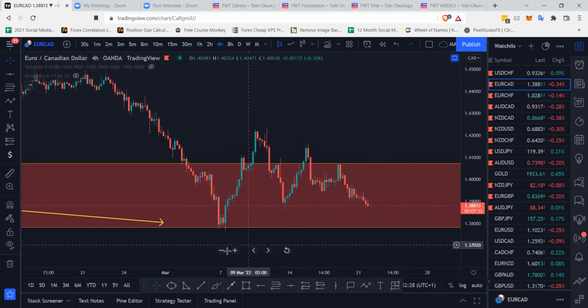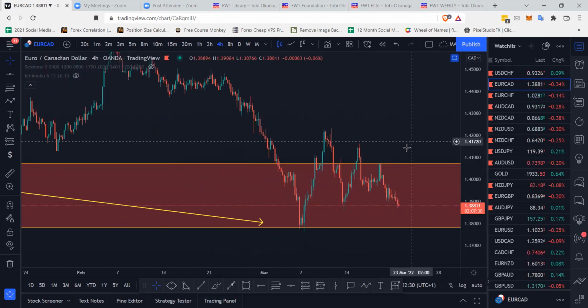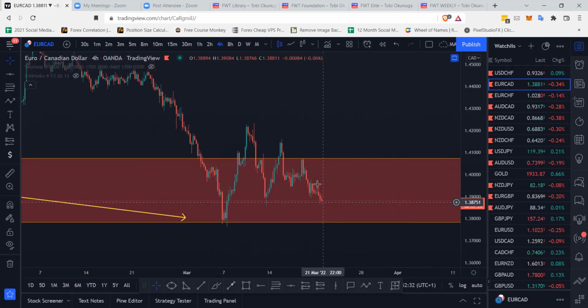But I am of the opinion that we should look for perfect buy setups on this pair, because that's what I think the market wants to do next based on what we are seeing on the higher time frame. Okay, good.